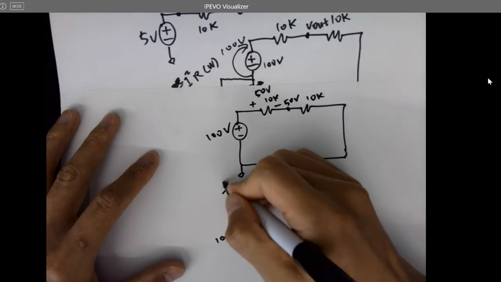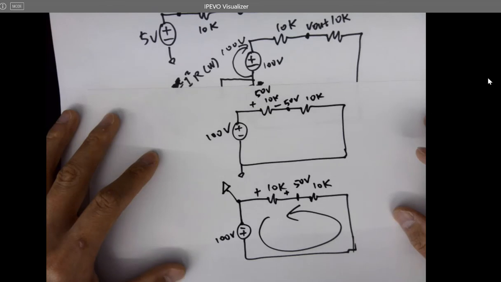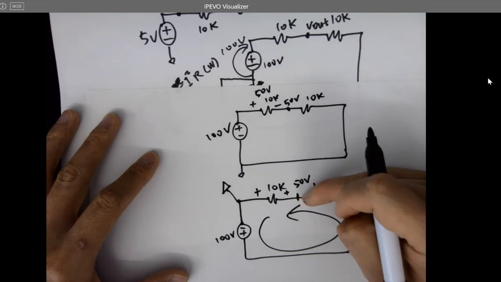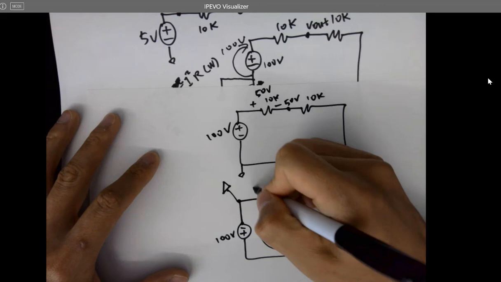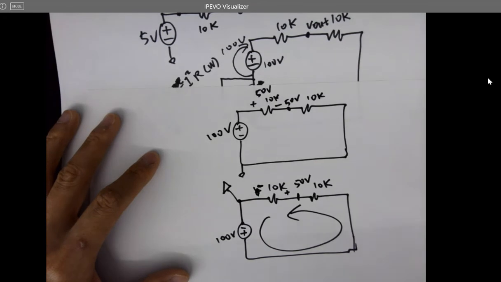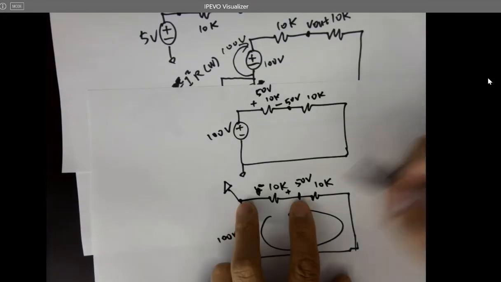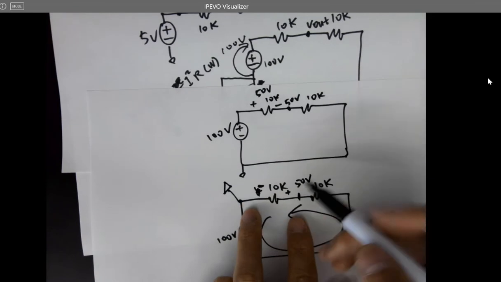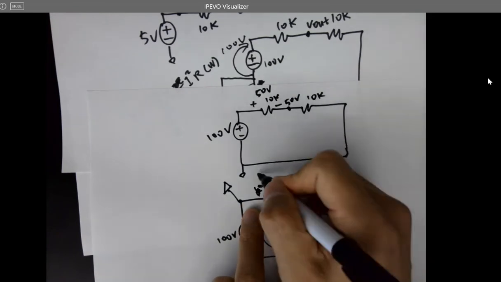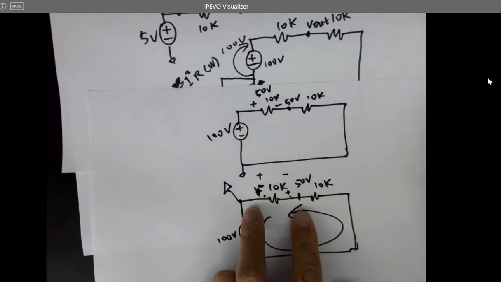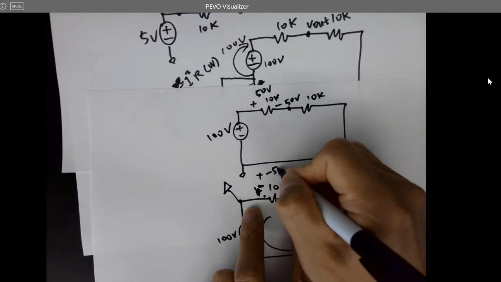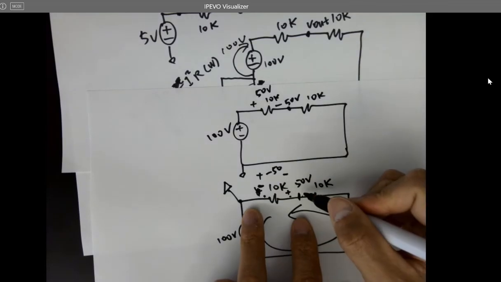Now this is ground. So 50 volts here. No, negative. And 50 volts to 0 volts, that's plus minus. So if you flip it, the voltage from here to here is 50 volts, and the voltage from here to here will be negative 50 volts, because this is 0, this is 50.